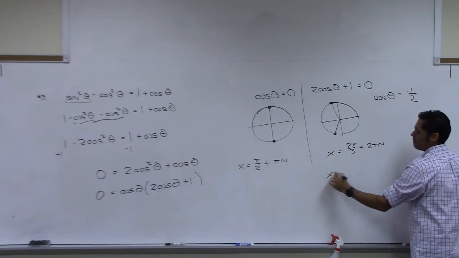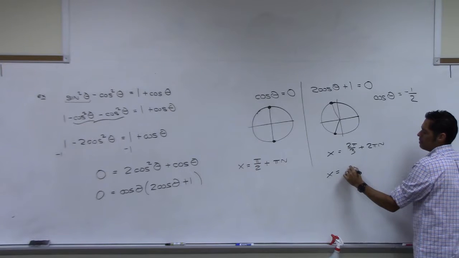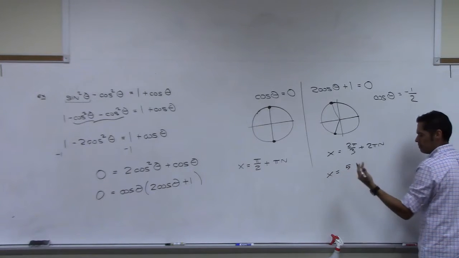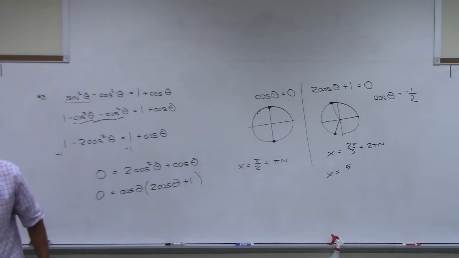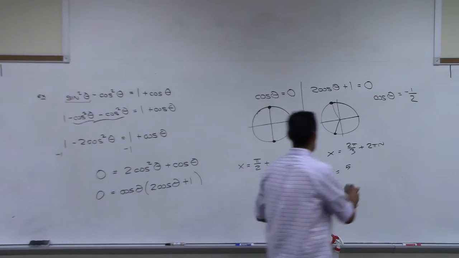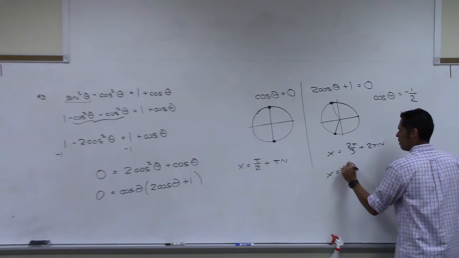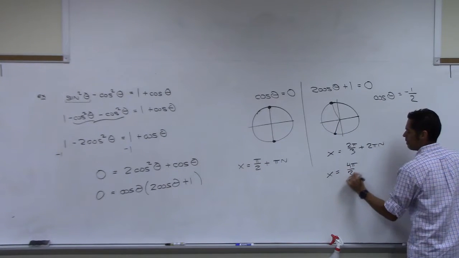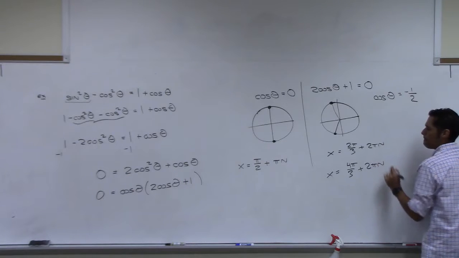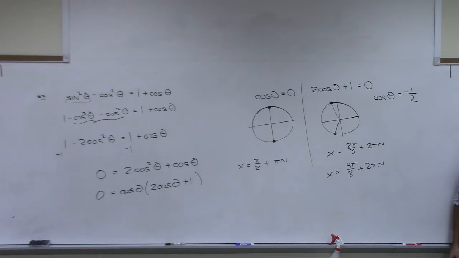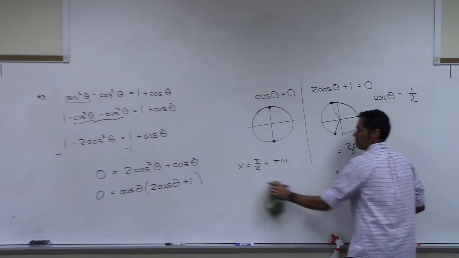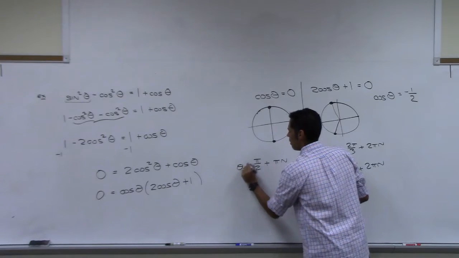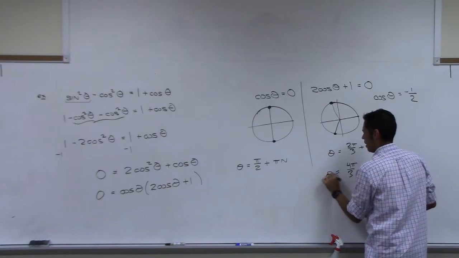And then the other one, it's 4 pi over, no, hold on. I wrote it down wrong. It is 4 pi. I don't know why I wrote 5. 4 pi over 3 plus 2 pi n. I did make a mistake. That should be theta, not x. Theta.